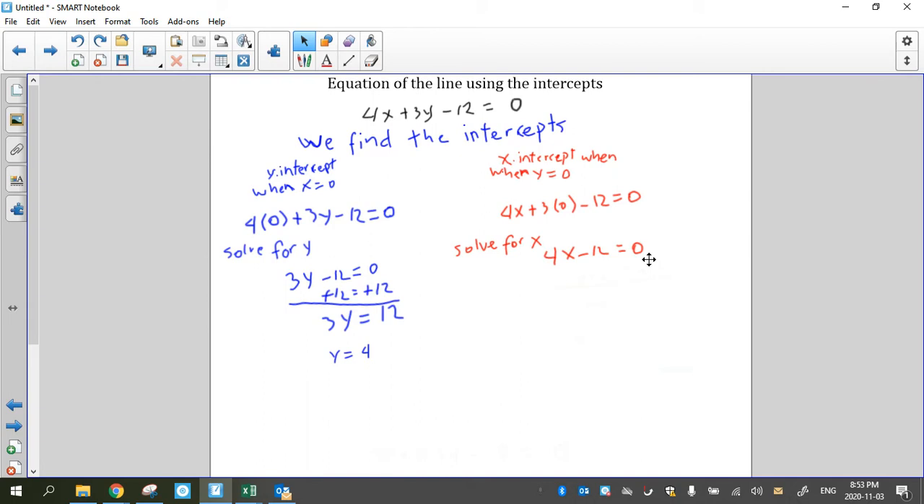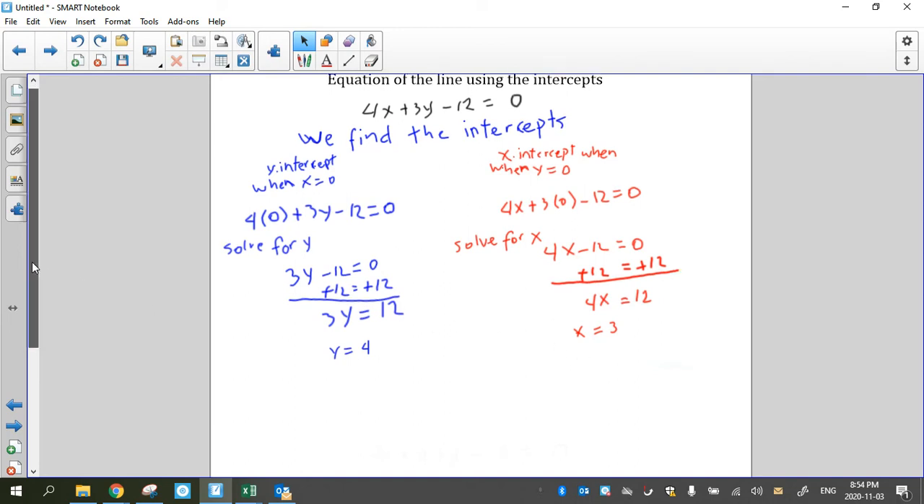4x minus 12 equals 0. Okay, I can solve this. My first step would be to add 12 to both sides to isolate my x. And then I realize that that becomes 4x on the left side equal 12 on the right side. And I can also solve this one by inspection because I can see that 4 times a number gives me 12. So that number is going to be 3. Beautiful. So now I have found the y-intercept at 4 and the x-intercept at 3.